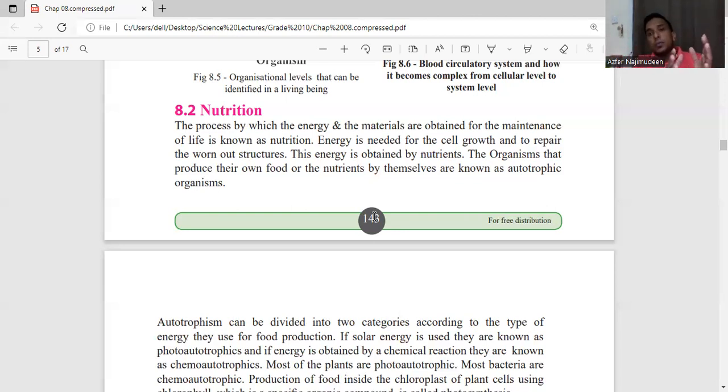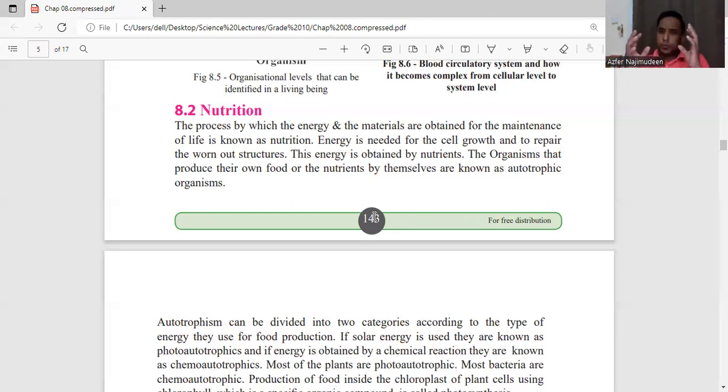Organisms that produce their own food, you don't need to go out and take it. They produce their own food within their body. These types of organisms are called autotrophic organisms. In the word you can understand auto means automatic. They produce their own food. One type of organism is the green plants. Green plants produce their own food in the process of photosynthesis. That one in grade 11 you all have studied clearly.